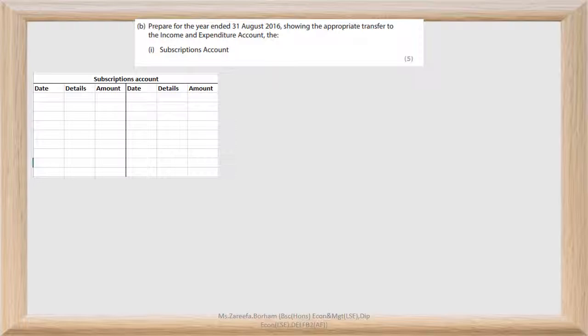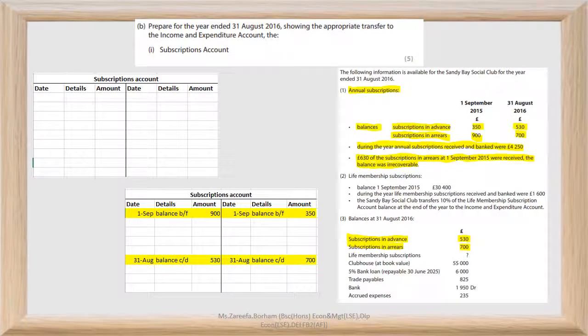In this case, remember, we record only annual subscriptions in this account. No lifetime subscriptions will be considered here. Now start recording them one by one. First, the opening and closing balances should be recorded.